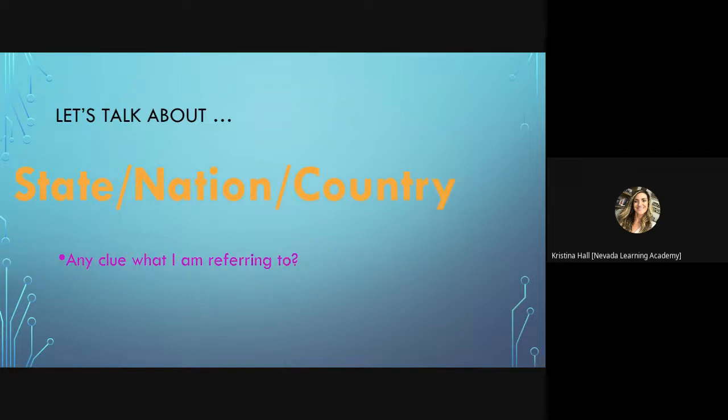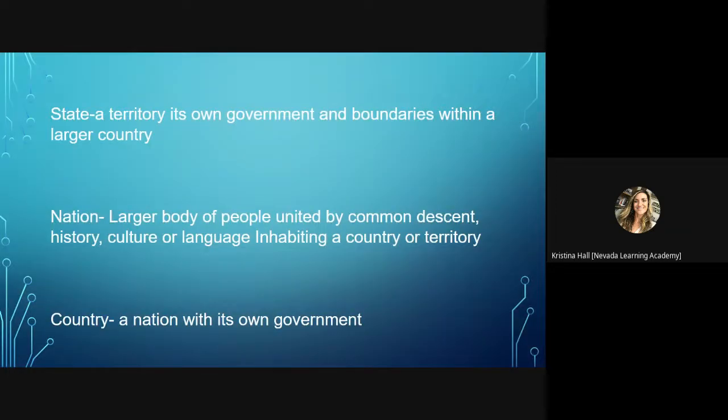In order to have a government, first, how do you have a country? What does that look like? Are there different entities that make that? Sometimes you have different things that make up a country. Sometimes you have a state, sometimes you have a nation, sometimes you have things within that make up a country. So a state is considered a territory that has its own government or boundaries within a larger country.